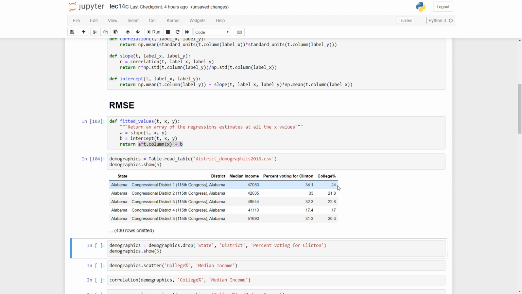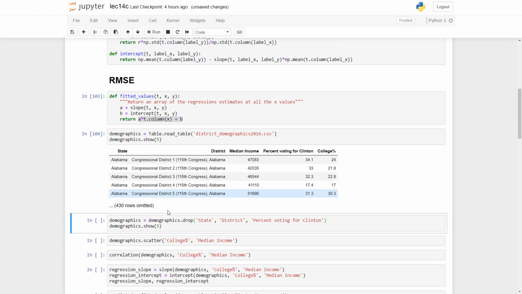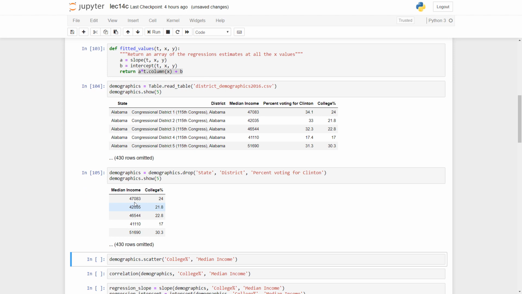So this is an indication of the level of education of the people living in that district. And we have here, as we said, one row for each district. So we have maybe 435 rows here. Let's focus only on two of the variables: the median income in dollars and the percentage of the population who went to college.